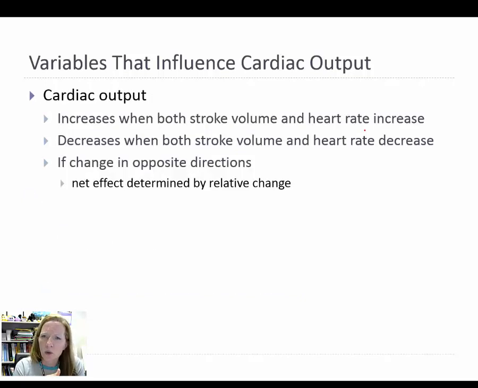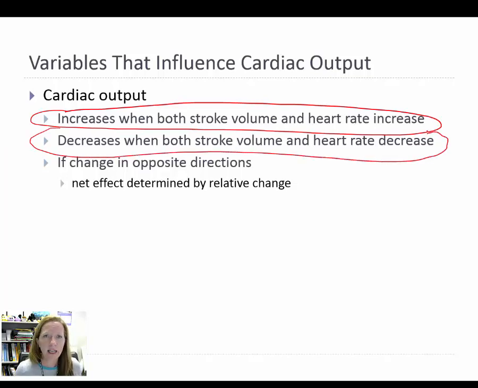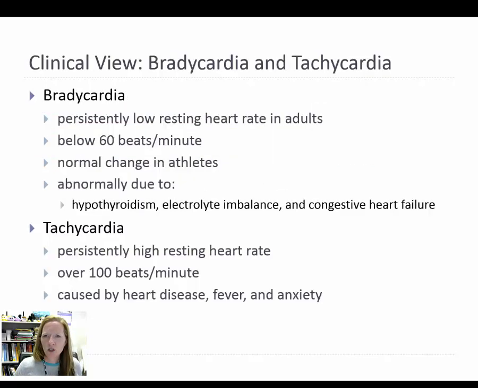And so increases in both stroke volume and heart rate are going to increase cardiac output. Decreases in both stroke volume and heart rate decrease cardiac output. So just like we looked at with this one right here, this is what happened with exercise, right? We talked about how these both helped increase cardiac output, which is good. And then once we're done exercising, we can get that back down to resting cardiac output levels.